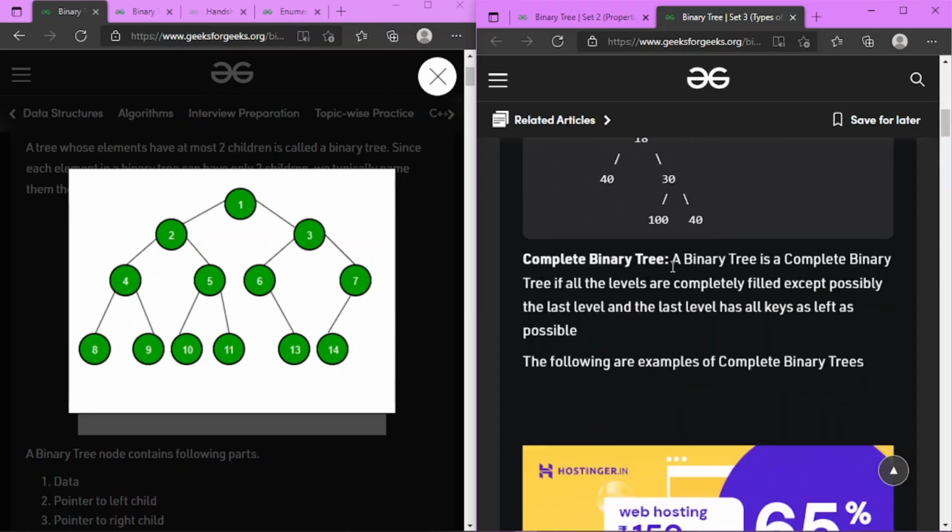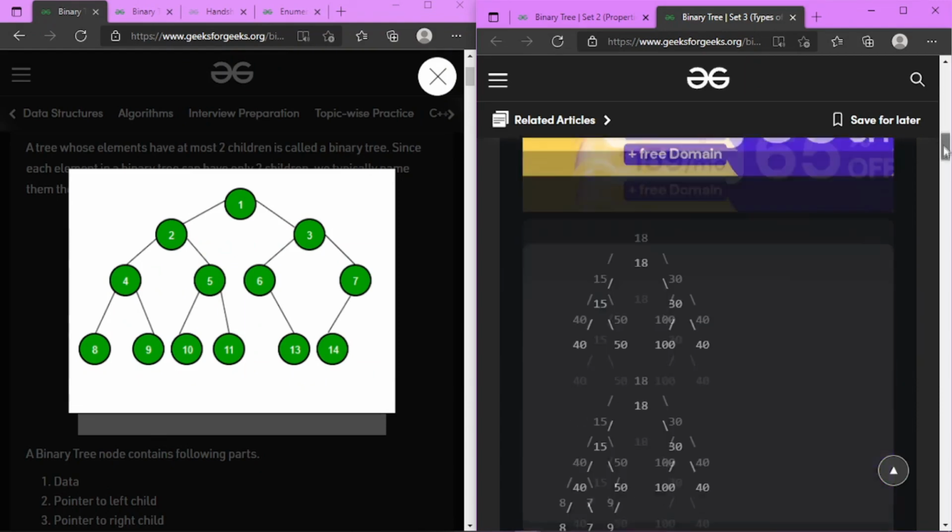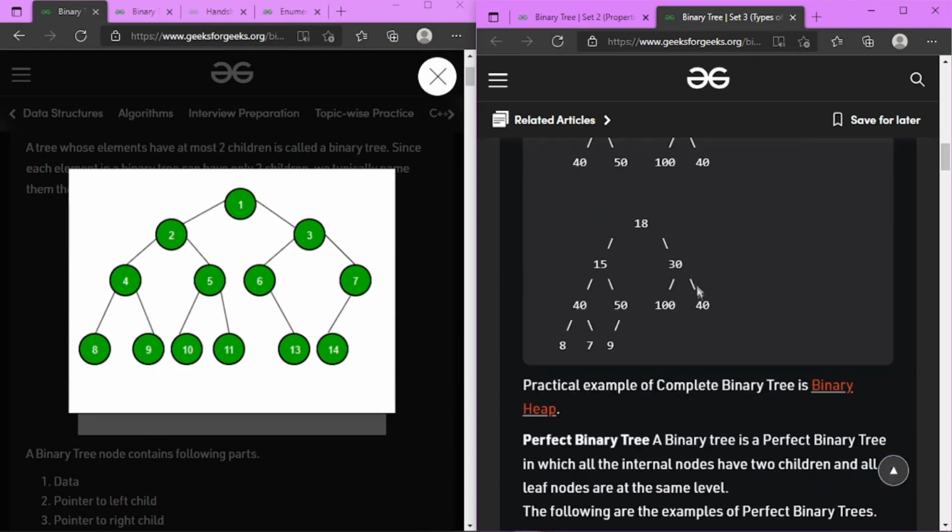Now coming to the complete binary tree. A complete binary tree is one where all the levels are completely filled except possibly the last level, and the last level has all keys as far left as possible. You will see that all the levels are filled and the last level is not necessarily filled, and the elements should always be covered first on the left side, then the right side, then left only. This 9 should not come at the right side of this. So that will be considered a complete binary tree.